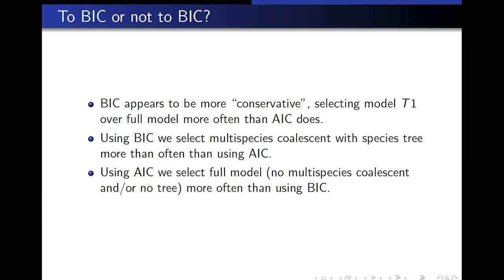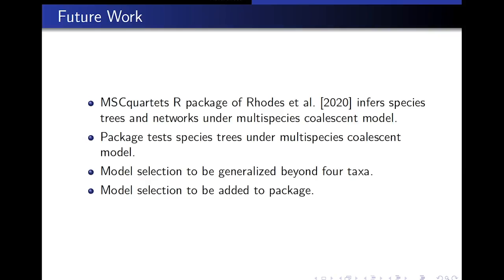The BIC appears to select the model of a species tree with the multi-species coalescent more often than the AIC. So since this is the simpler, less parameter-rich model, perhaps we should choose the BIC in this context over the AIC if they disagree with each other. For future work, these generalized AIC and BIC will be implemented into the MSCquartets R package of Rhodes et al., and the model selection will be generalized to N taxa.